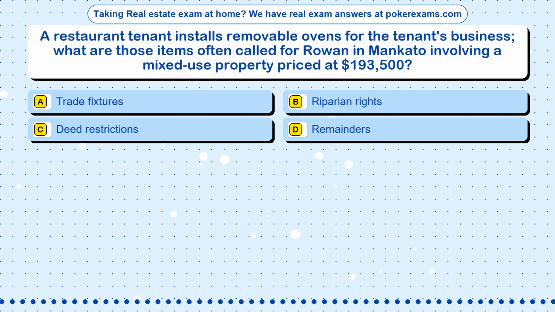Question 85. A restaurant tenant installs removable ovens for the tenant's business. What are those items often called for Rowan in Mankato involving a mixed-use property priced at $193,500? Option A. Trade fixtures. Option B. Riparian rights. Option C. Deed restrictions. Option D. Remainders.